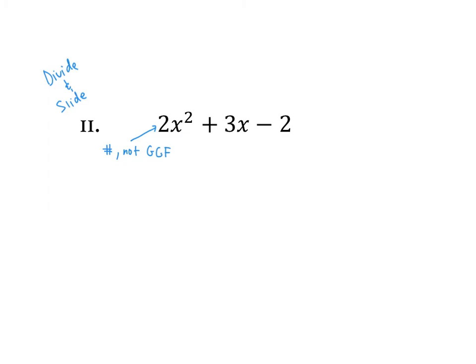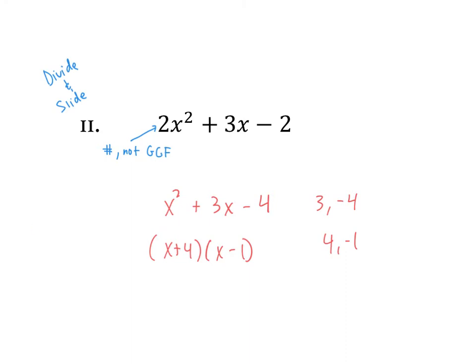For divide and slide, you take this first number, kind of get rid of it, and multiply it by the last. When you multiply it by the last, you get negative 4. And then you start solving it like a normal method. What two numbers multiply to be negative 4 and add up to be 3? That's 4 and negative 1. This would be x plus 4 and x minus 1.